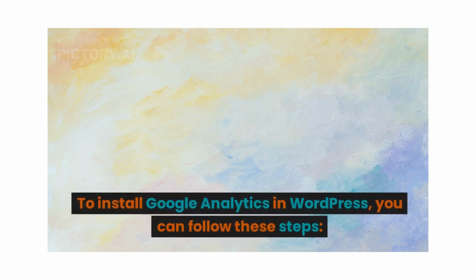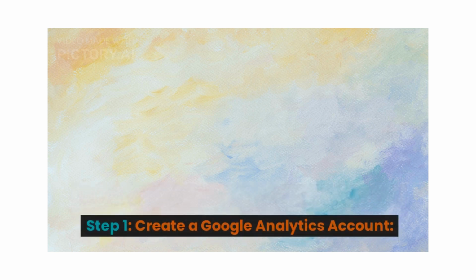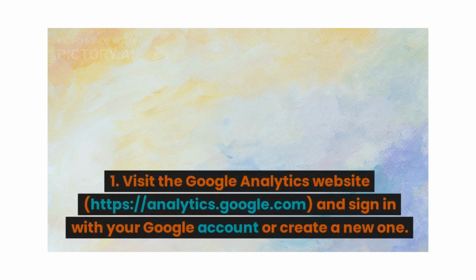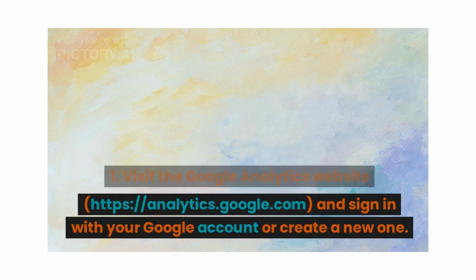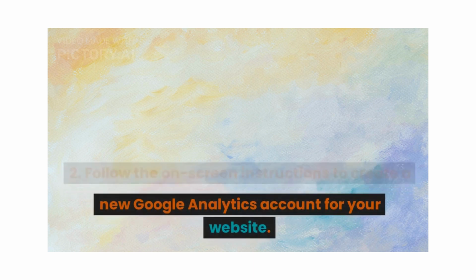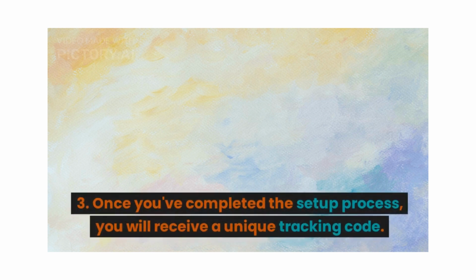To install Google Analytics in WordPress, you can follow these steps. Step 1. Create a Google Analytics account. 1. Visit the Google Analytics website, https://analytics.google.com, and sign in with your Google account or create a new one. 2. Follow the on-screen instructions to create a new Google Analytics account for your website. 3. Once you've completed the setup process, you will receive a unique tracking code.